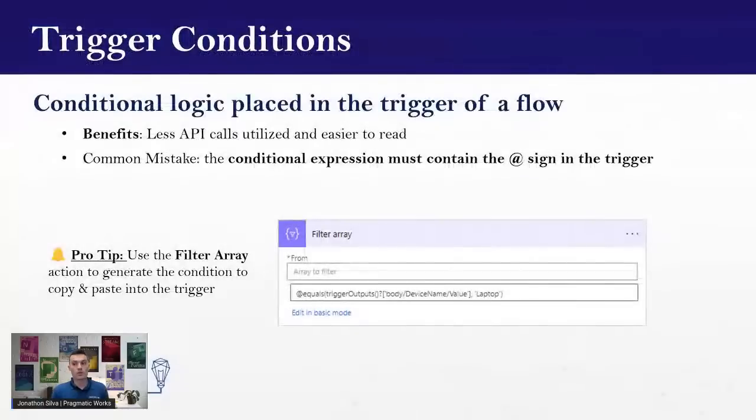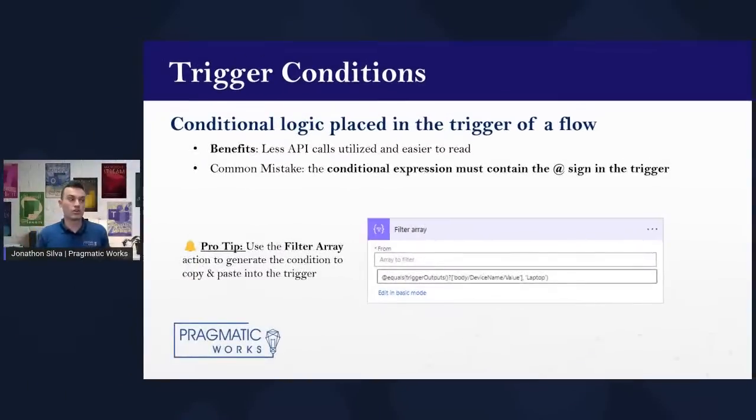So when we work with trigger conditions, what it allows us to do is essentially circumvent the step of a condition, right? The condition control. Instead of testing something and then running the flow from there, we're utilizing that test before the flow even starts. We are going to test that condition. So if the condition is true or false, we either run the flow or not.